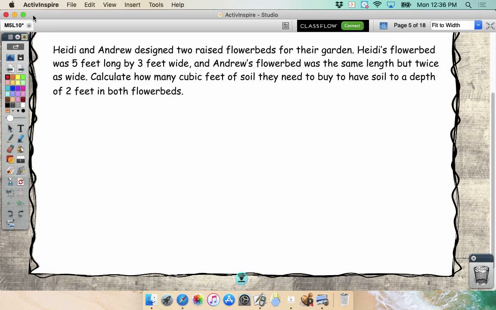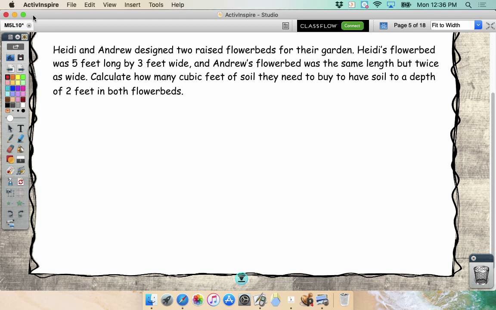Heidi and Andrew designed 2 raised flower beds for their garden. Heidi's flower bed was 5 feet long by 3 feet wide, and Andrew's flower bed was the same length, but twice as wide. Calculate how many cubic feet of soil they need to buy to have a soil to a depth of 2 feet in both flower beds. Now, this is pretty complicated.